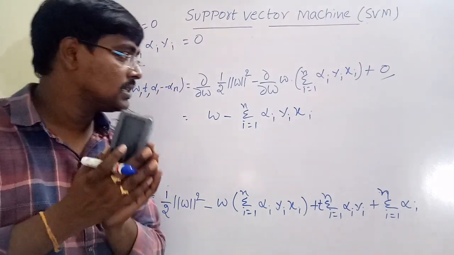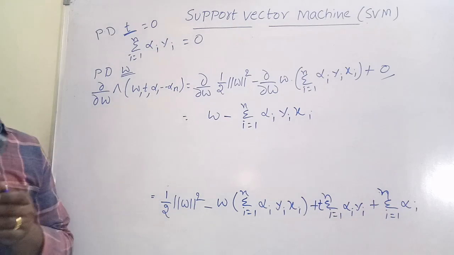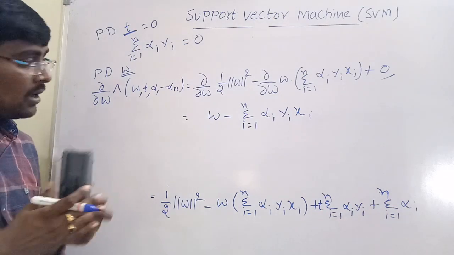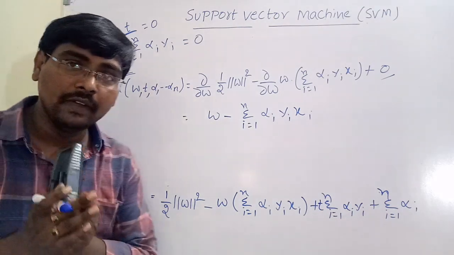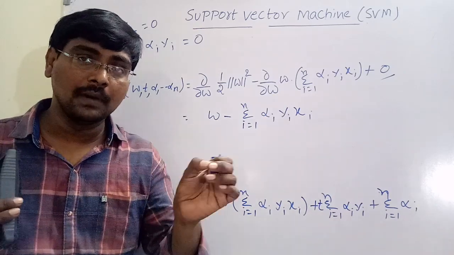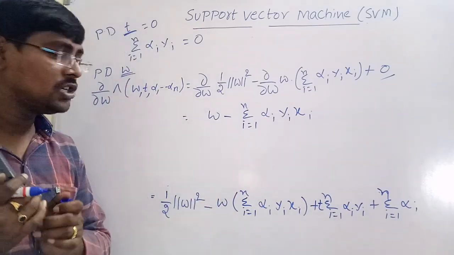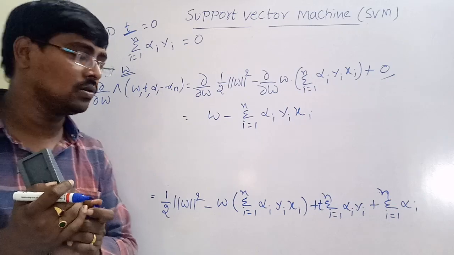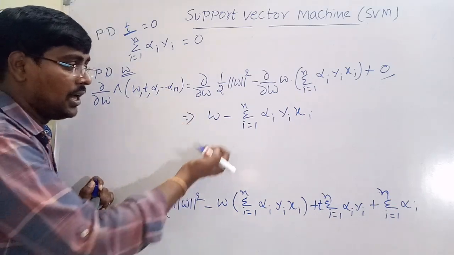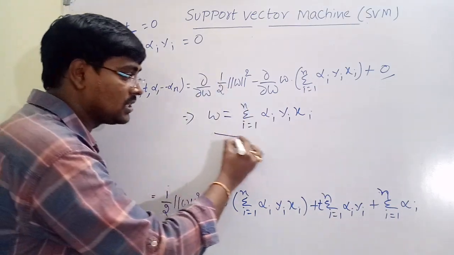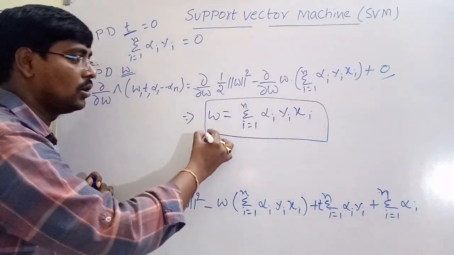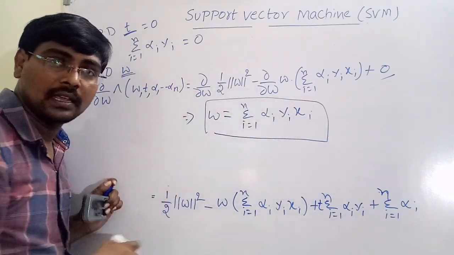Since we are taking the partial derivative with respect to w, for an optimal weight vector this partial derivative is equal to 0. That means w is equal to sigma I equals 1 to n alpha I yi xi.